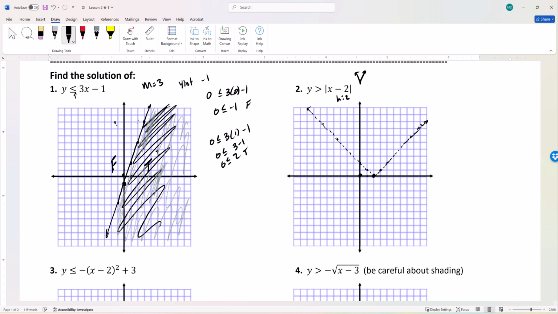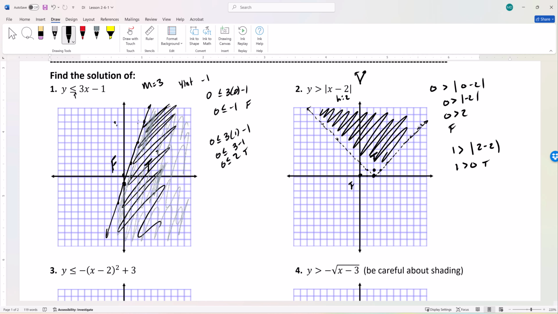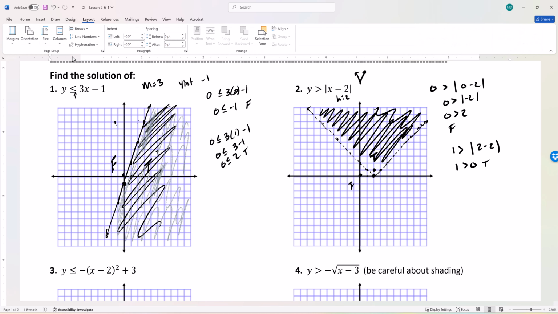So if I plugged in 0, 0, because it's not on the line. 0, is that greater than or equal to 0 minus 2? That's false, so this side is false. So that means this inside is true, but we can verify it. 1, 2, so that point right there, which is 2, 1. So is 1 greater than or equal to 2 minus 2? That is true. So that verifies that that's true. And so I can shade that part of the graph.